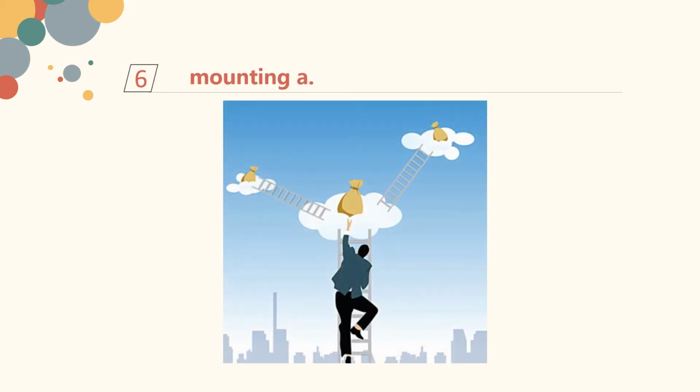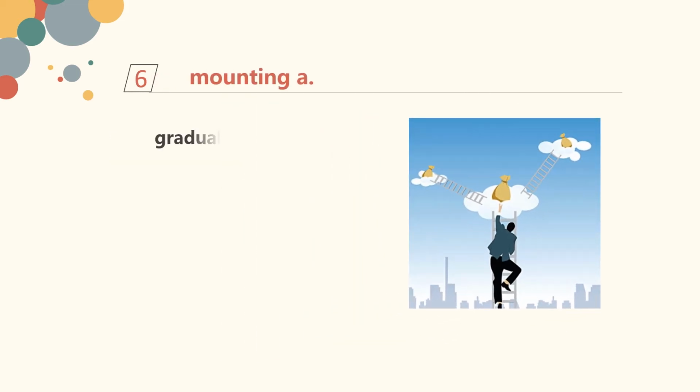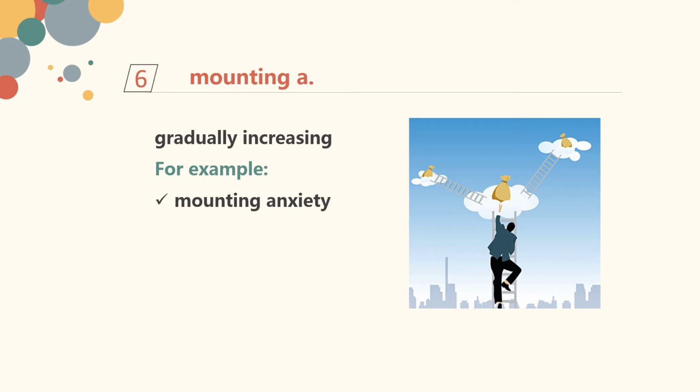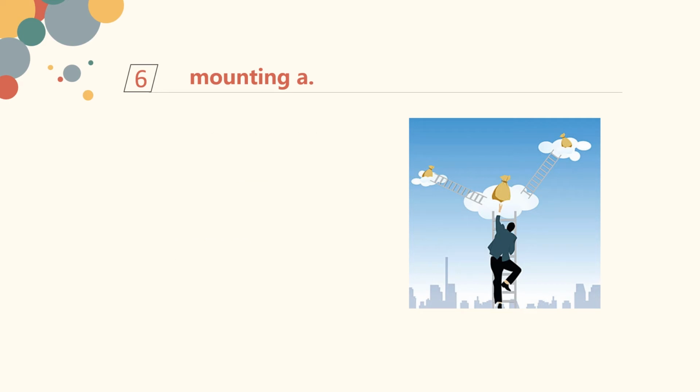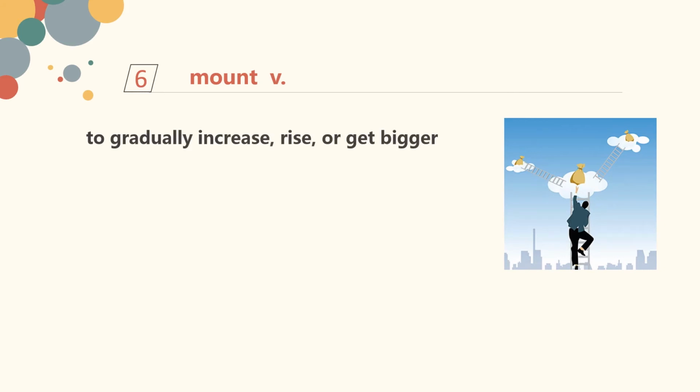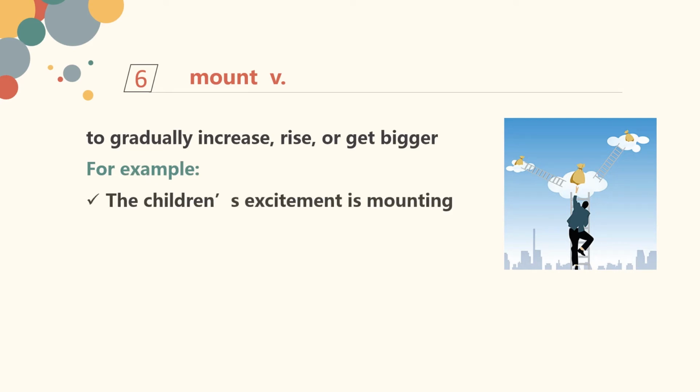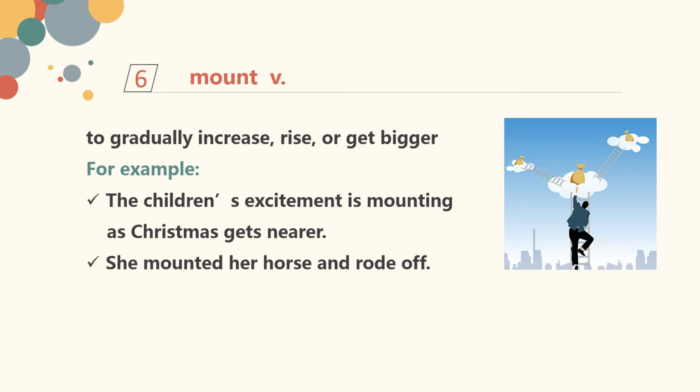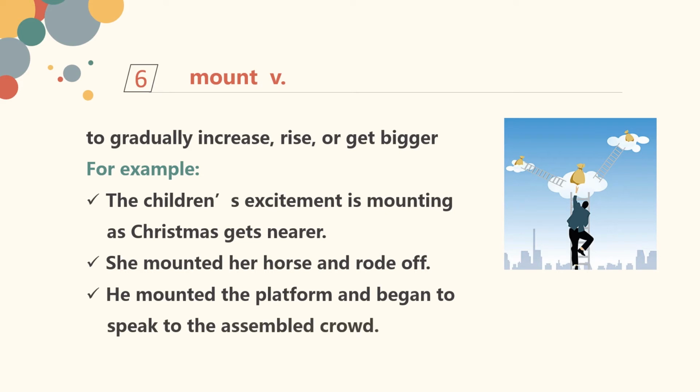Number 6, mounting, gradually increasing. For example, mounting anxiety, mounting excitement, mounting debts. Mount can be used as a verb. It means to gradually increase, rise, or get bigger. For example, the children's excitement is mounting as Christmas gets nearer. She mounted her horse and rode off. He mounted the platform and began to speak to the assembled crowd.